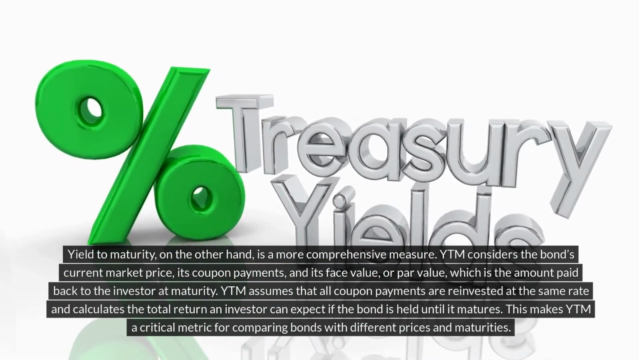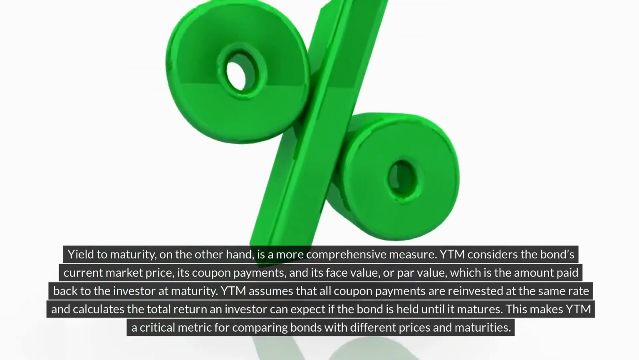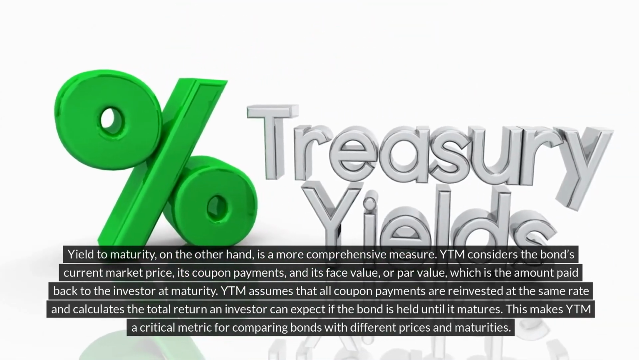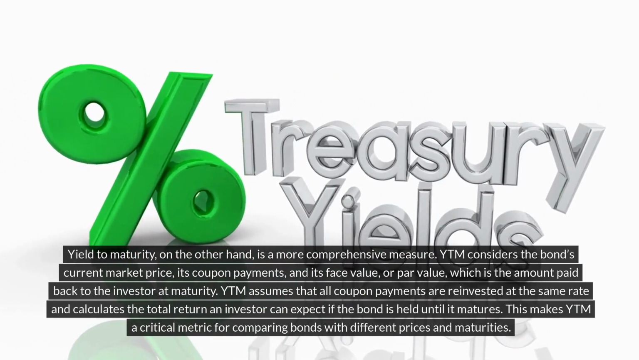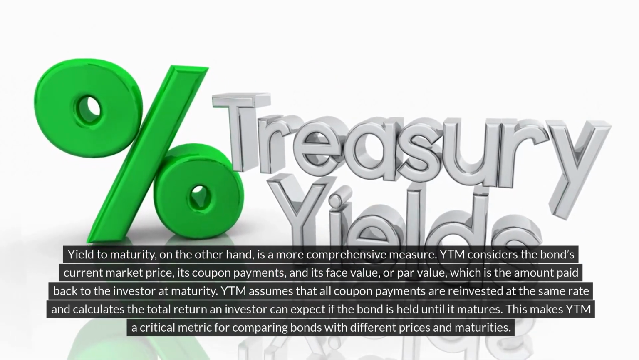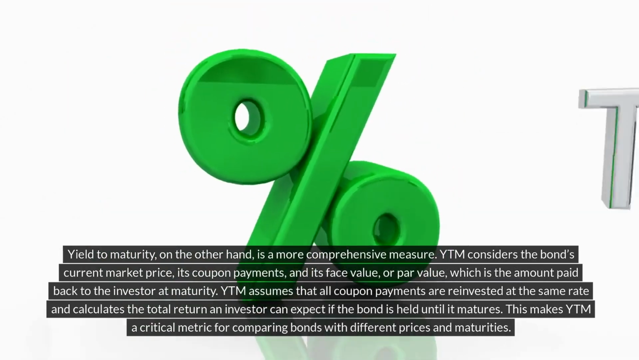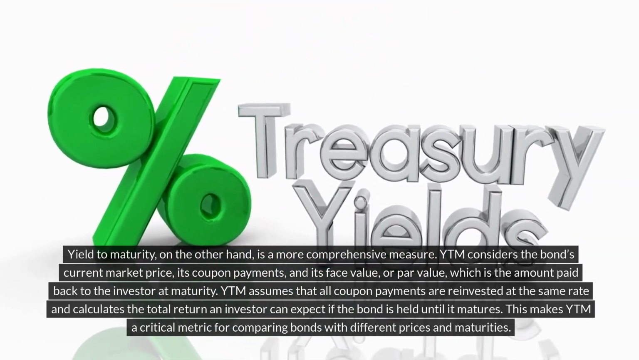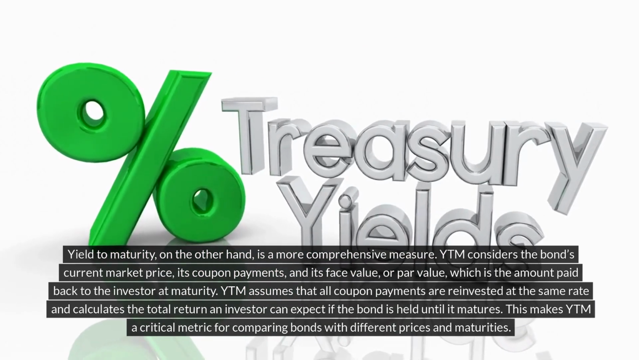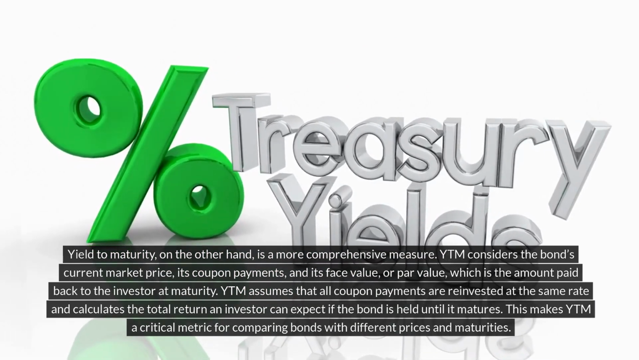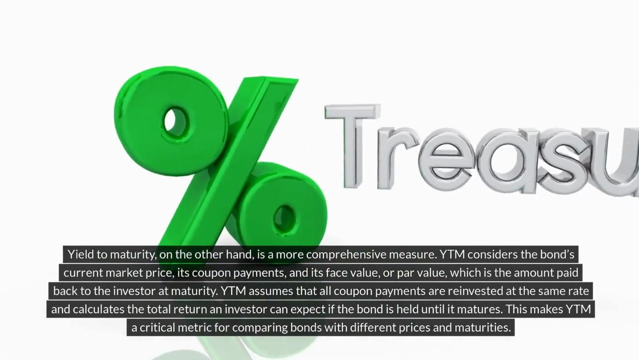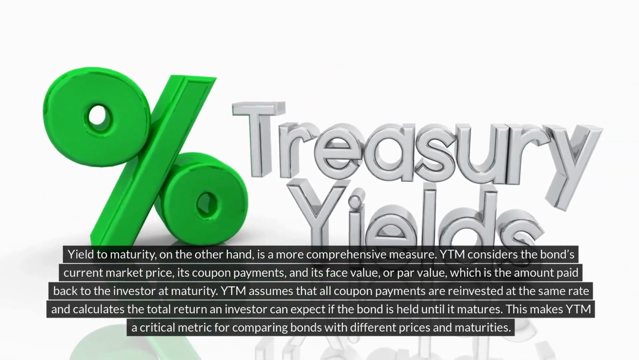YTM considers the bond's current market price, its coupon payments, and its face value, or par value, which is the amount paid back to the investor at maturity. YTM assumes that all coupon payments are reinvested at the same rate and calculates the total return an investor can expect if the bond is held until it matures. This makes YTM a critical metric for comparing bonds with different prices and maturities.